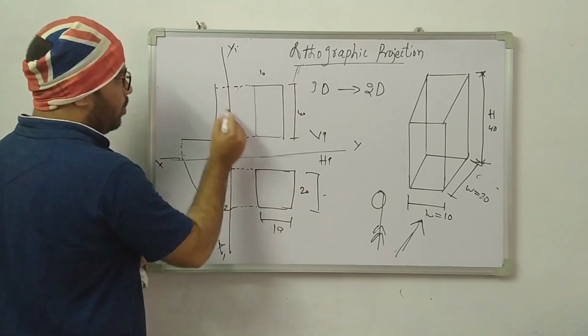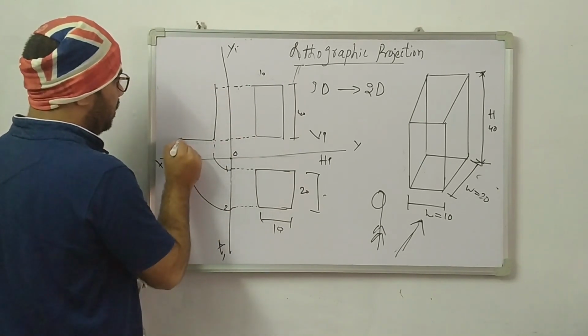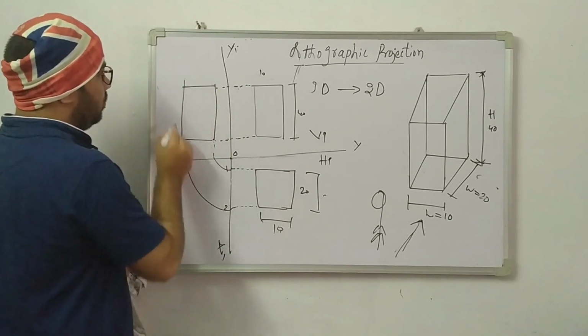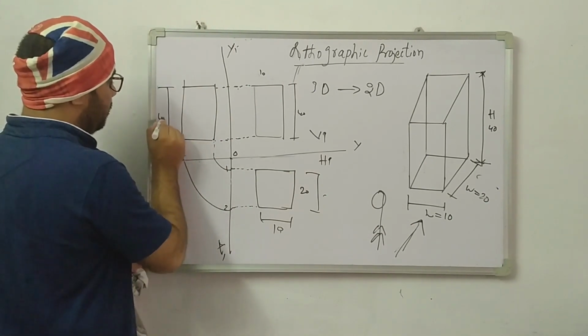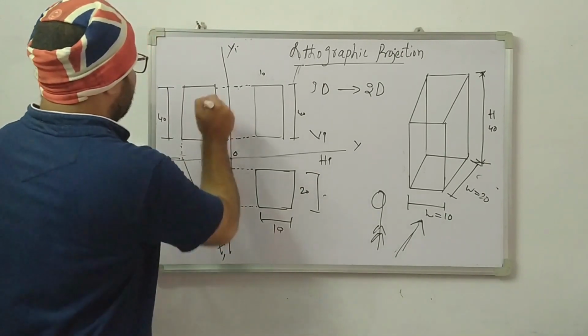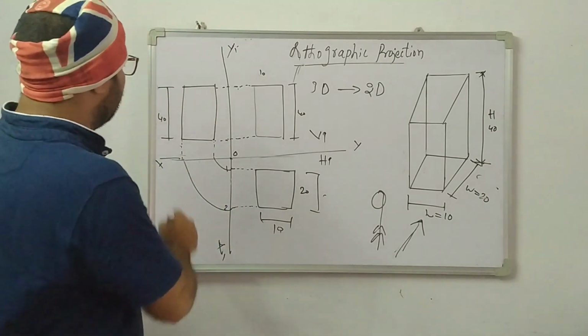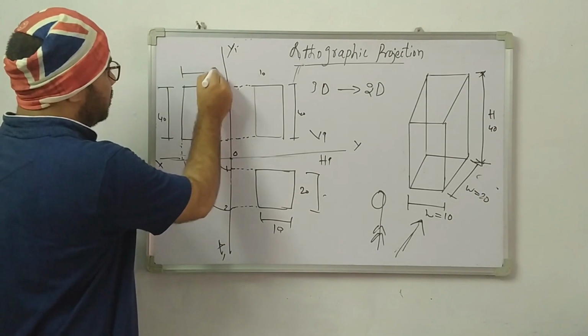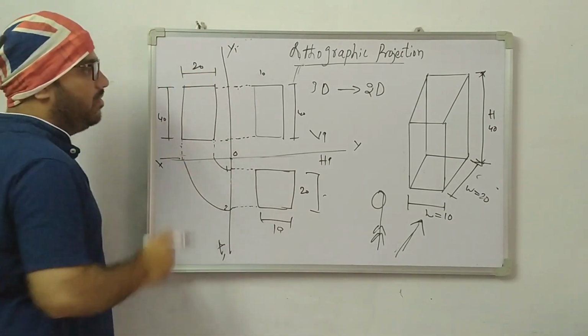The height is mentioned. How much is it? 40. Similarly, draw the 40. So this height is how much? 40, and so draw straight lines. Okay. So this is 40 and this is how much? 20. So this is the side view.